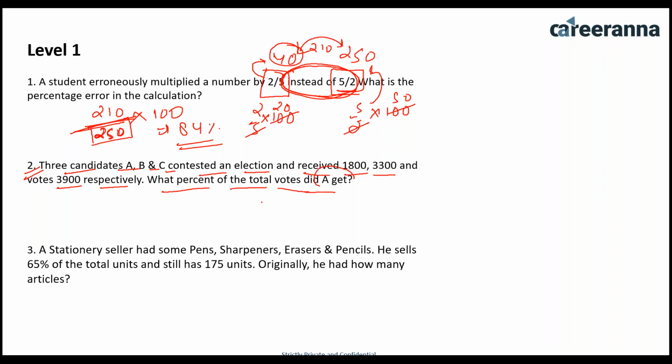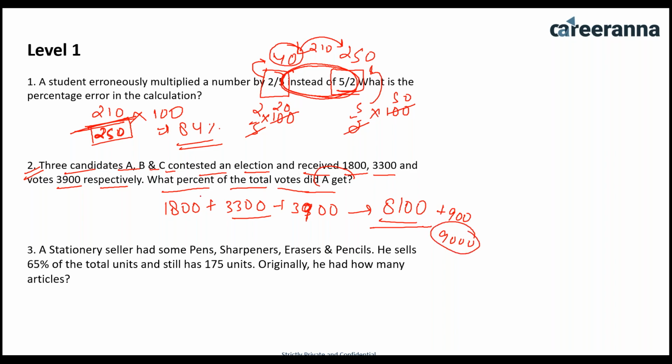Okay, so first of all, we have to calculate the total number of votes. Not multiplied, I have to add. So this is 3,300. Yeah, sorry, Pratap. 1,800 plus 3,300 plus 3,900. Guys, please be very quick. I'm faster than you. So it is 8,100 plus 900. So it is 9,000. How can I do it? 18 plus 33 plus 30 plus 9. Yes, very good addition.